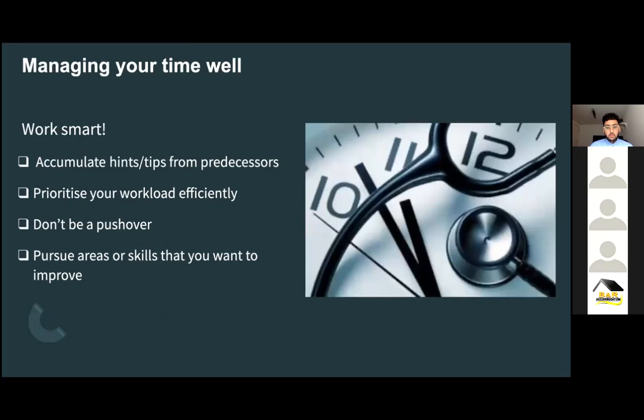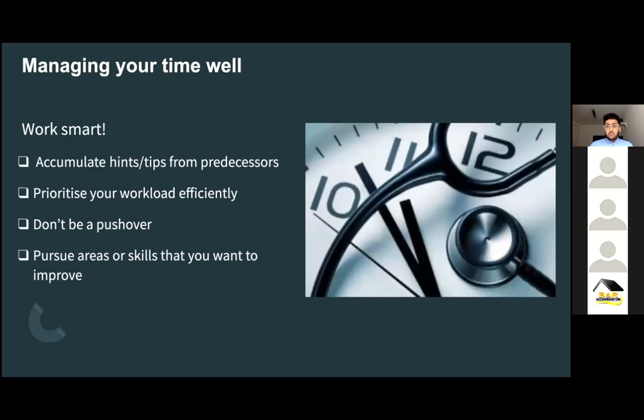So, managing your time well. This is what I've seen and experienced, and I want to give a few tips. It's definitely all about working smart and prioritization. The shadowing program to accumulate hints and tips from your predecessors is really helpful. Once you get all these tips, you know what's best to do, and you free up your time to do a lot of other stuff, which I've noticed.